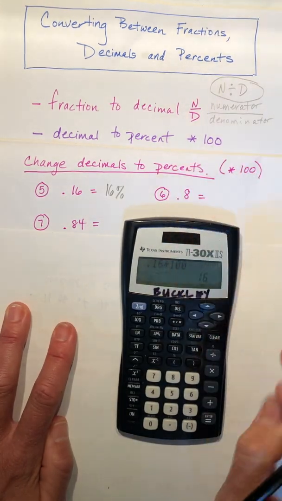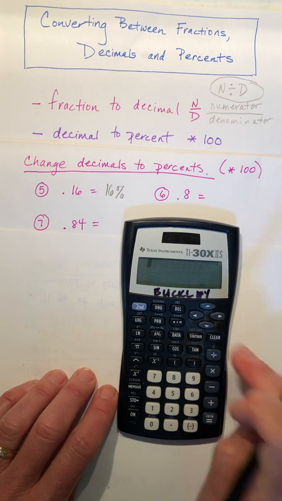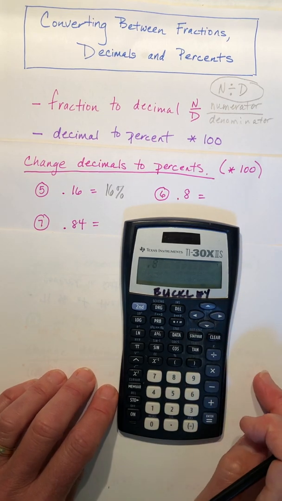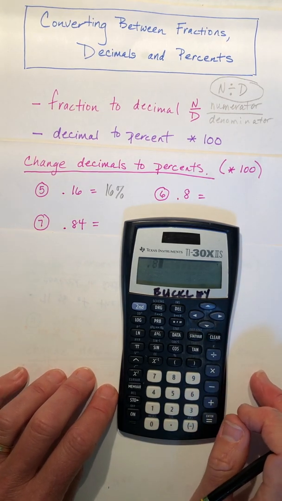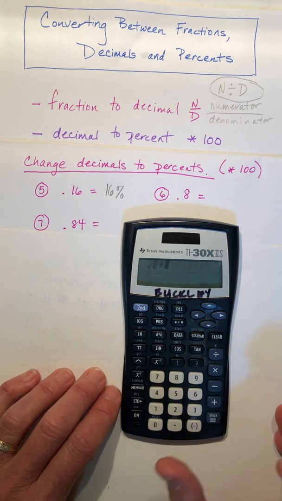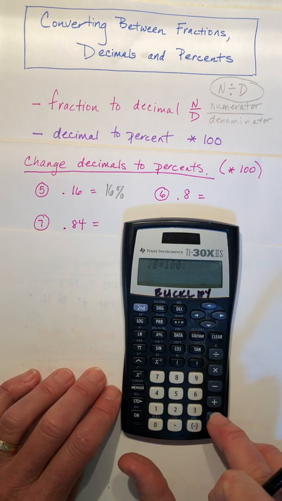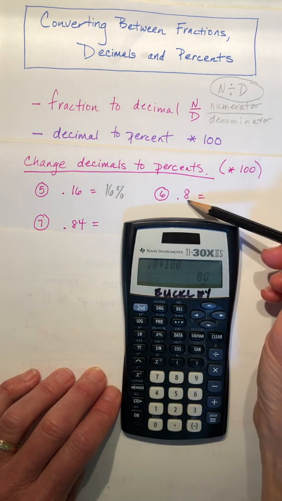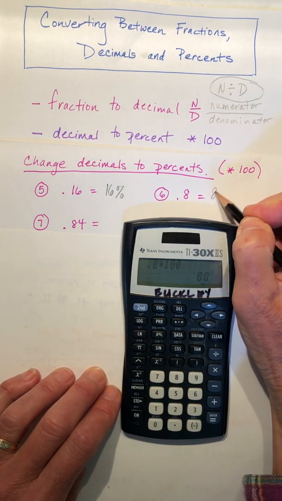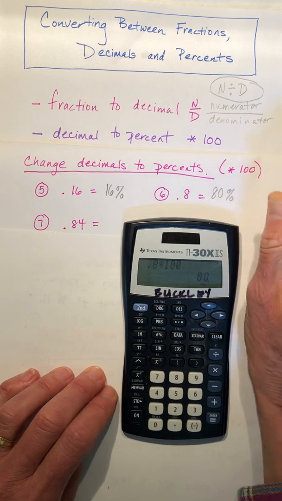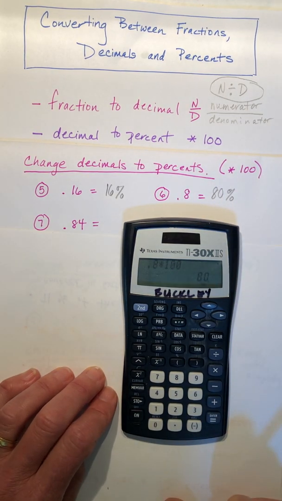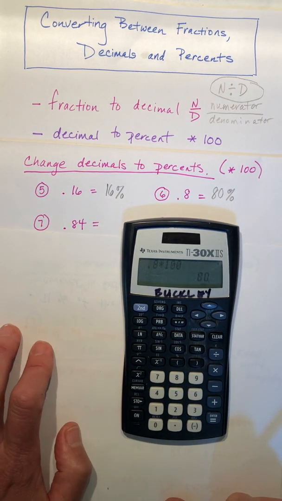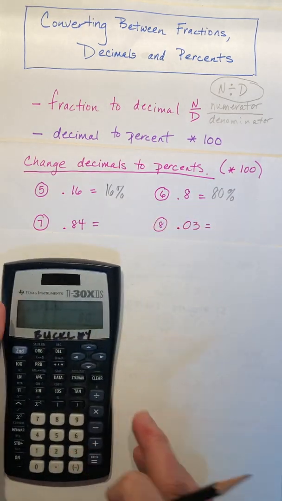Let's do this one. So I'm going to take my 0.8, and again, to convert a decimal to a percent, I simply multiply by 100. And I find out that 8/10 equals 80%. All right, next one.